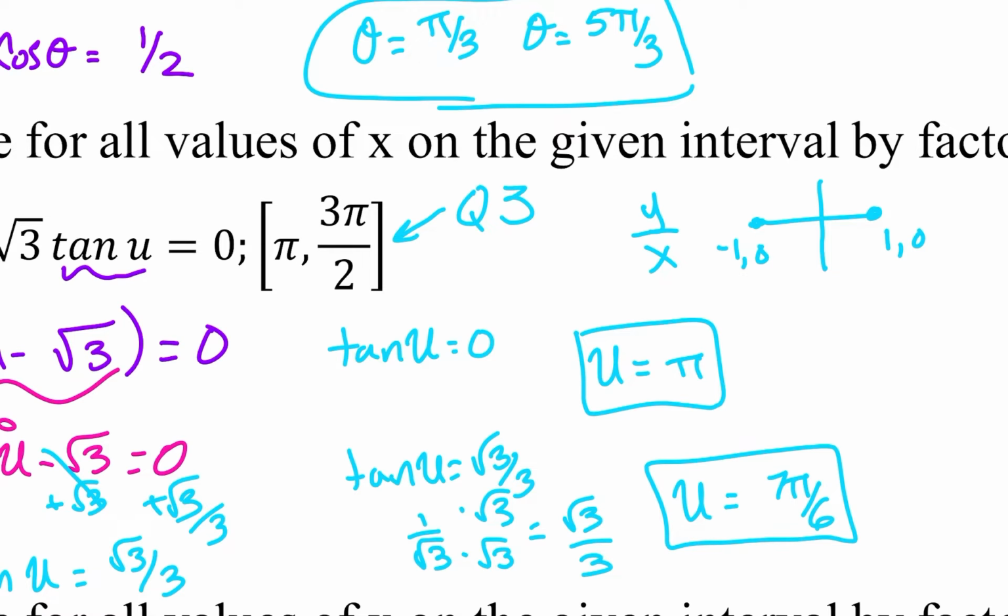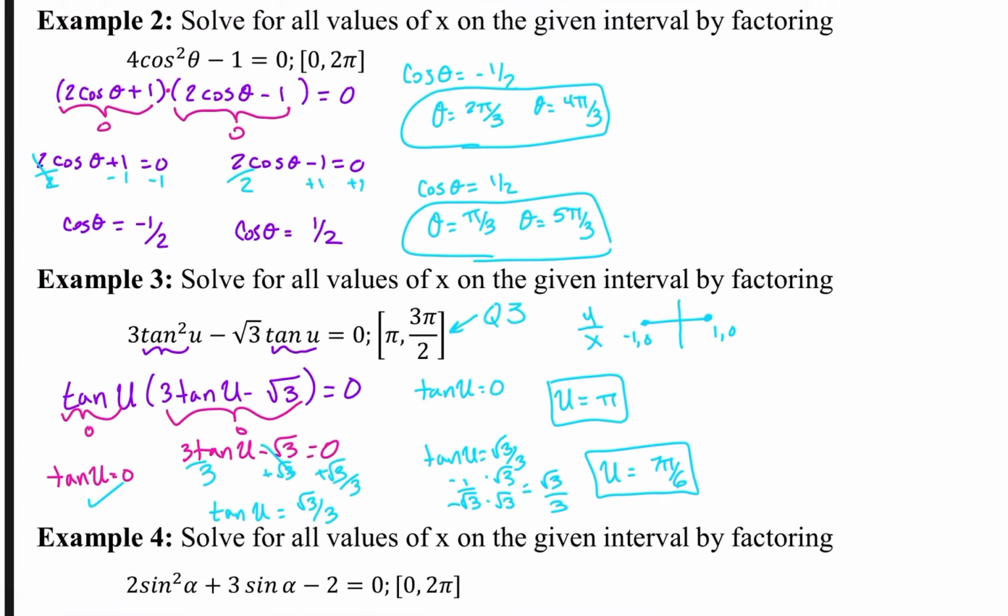That would be where we'd get positive square root of 3 over 3 because it really would be negative 1/2 divided by negative square root of 3 over 2. So the negatives would cancel and give us a positive.